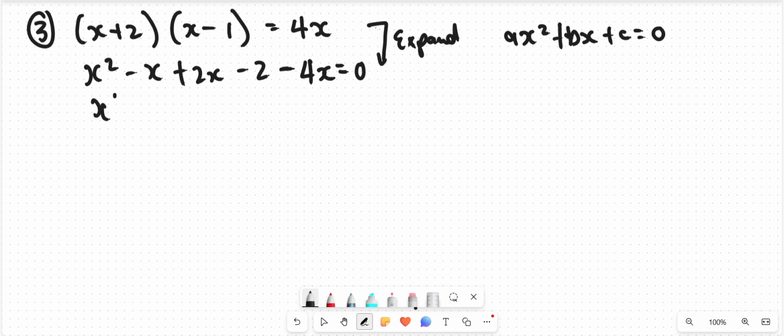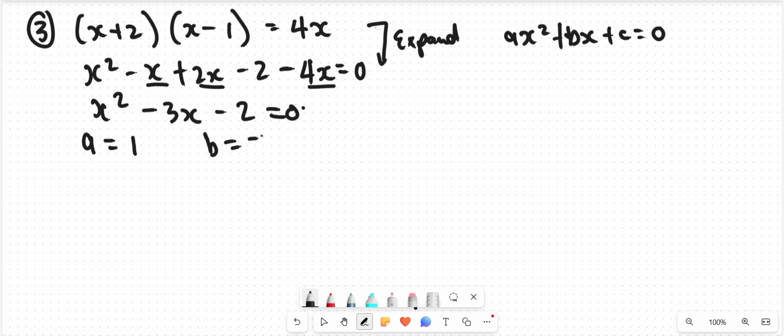Like terms, x squared, this, that, and that would give me a negative 3x minus 2 is equal to 0. And then here I can clearly see that my a is 1, my b is negative 3, and my c is negative 2. And now that I have that, I could just easily find my discriminant. You need to remember this formula of your discriminant. It is in your quadratic formula as well, so you don't really need to cram it, but yeah.